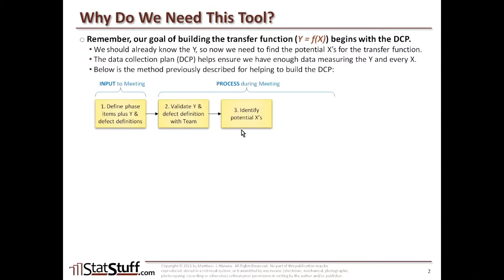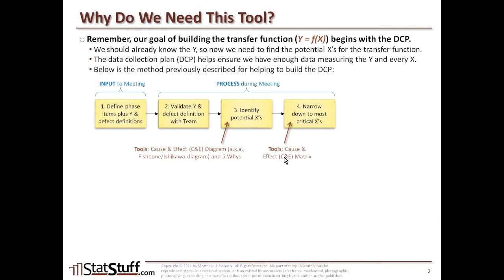And next we want to identify what are all the potential x's that the team believes could be part of that transfer function. Well, we might use several tools again, like the cause and effect diagram, which is also the fishbone and Ishikawa diagram, and also the 5 whys tool. Once we've identified the potential x's, then we move on to the next step, which was narrowing down those potential x's to what we consider to be the most critical x's. This is where we might use the cause and effect matrix, or the C&E matrix, to figure that out.